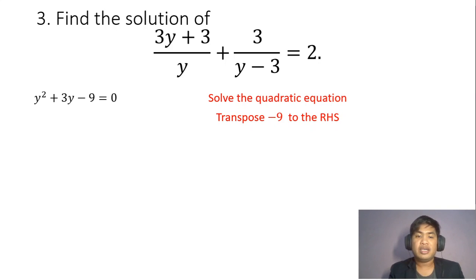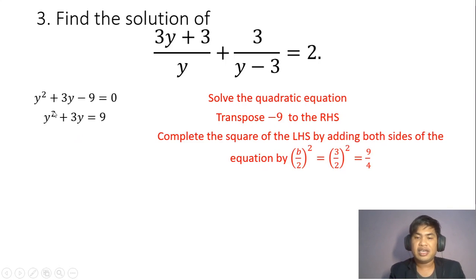There are many ways to solve this one. You can factor, but this is not applicable to trial and error. So I will use completing the square, but you can also use the quadratic formula if you want. So I will just show you another way of solving this one, which is completing the square. First, I will transpose the negative 9 to the right-hand side, so it becomes y squared plus 3y is equal to 9.